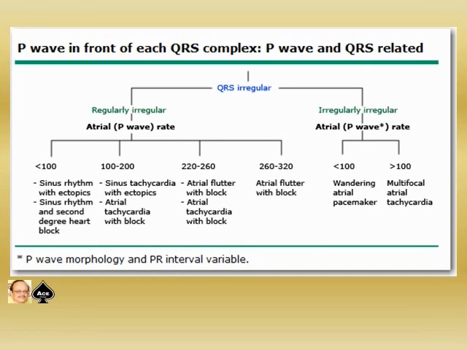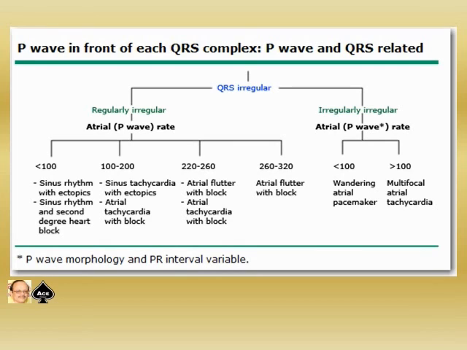If the QRS is regularly irregular, then look for the atrial P wave rate. The atrial P wave rate can be less than 100, 100 to 200, 220 to 260 and 260 to 320. If the QRS is irregular but regularly irregular, and the atrial P wave rate is less than 100, it can be sinus rhythm with ectopics or sinus rhythm with second degree heart block.